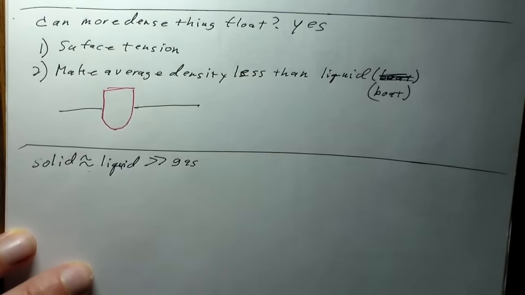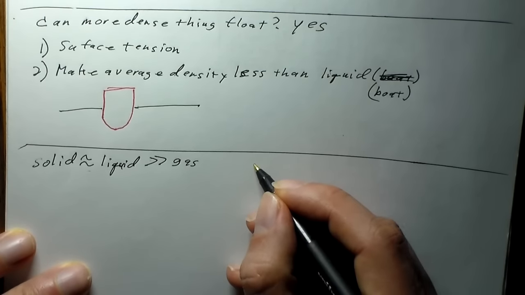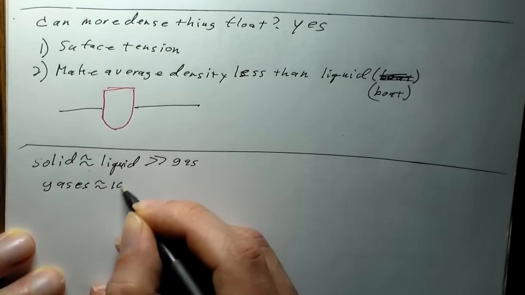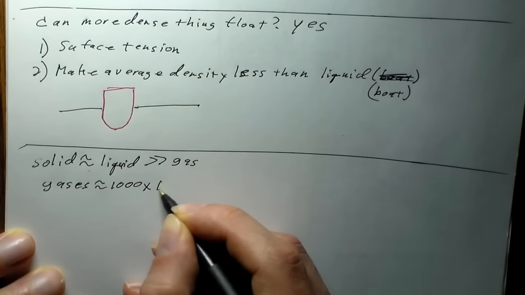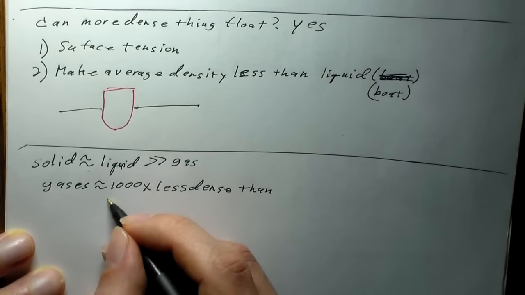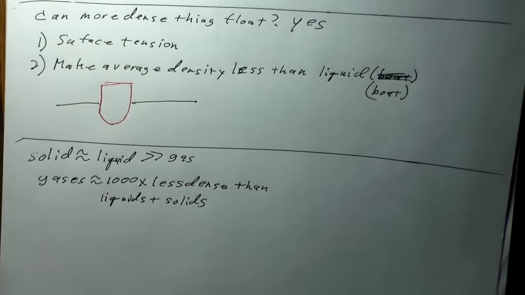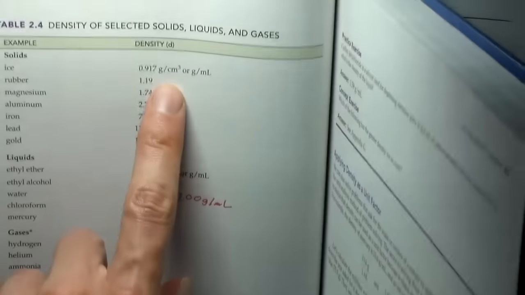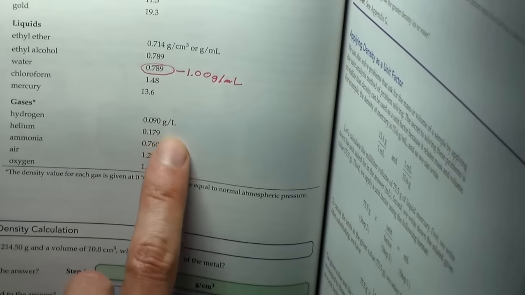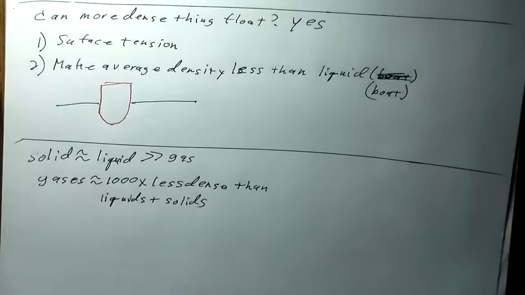And as we saw from those units, gases are going to be approximately 1,000 times less dense than the liquids and solids. That's exactly what we were seeing here. That's why these are in grams per cubic centimeter over here, and these are grams per liter, because there's that factor of 1,000 difference between them.